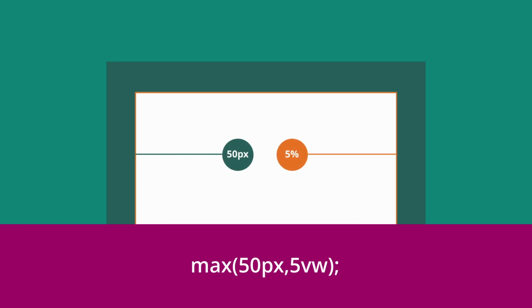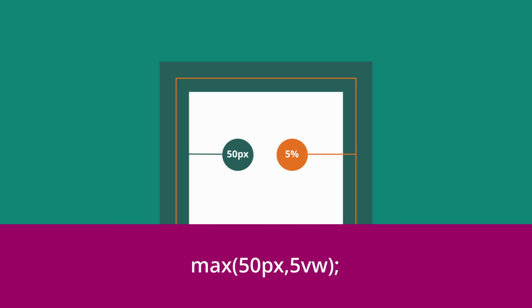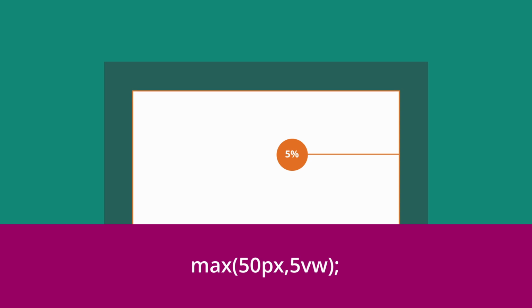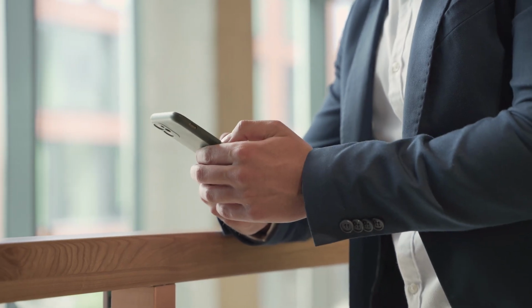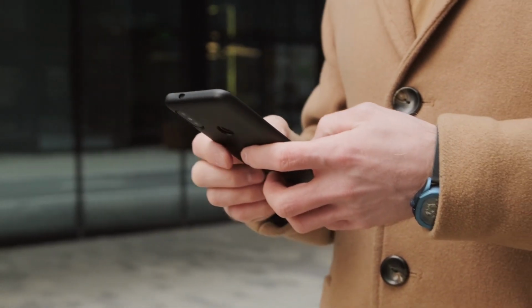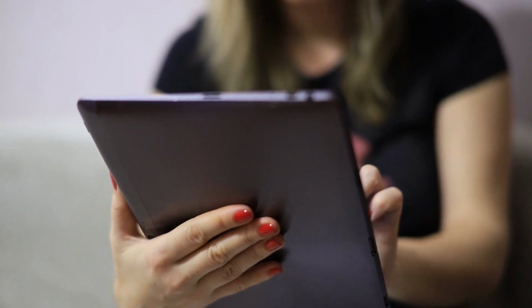And you can also do this in reverse by using the max function. Now with max, the size will always take the larger value between the fixed 50 pixels or the 5% of the viewport width. When we shrink the browser width, the spacing is locked at 50 pixels because that becomes the larger value. However, when we expand the browser, the 5% spacing becomes the larger value and continues to grow as the viewport width increases. Now, this approach is particularly useful for intrinsic design techniques. It ensures that the spacing adapts to the screen size while maintaining a consistent minimum or maximum size.